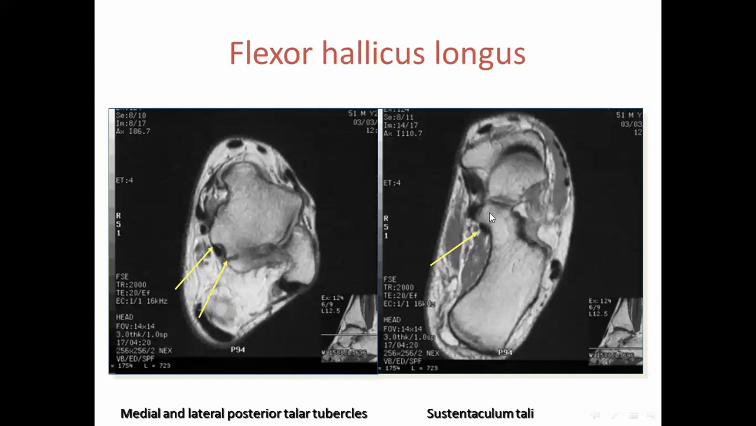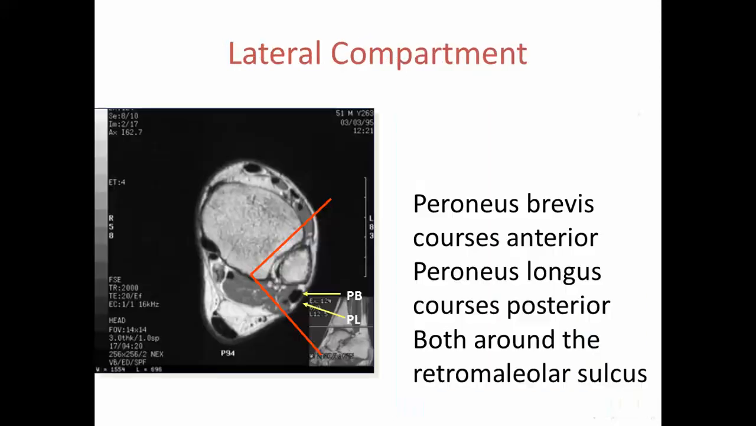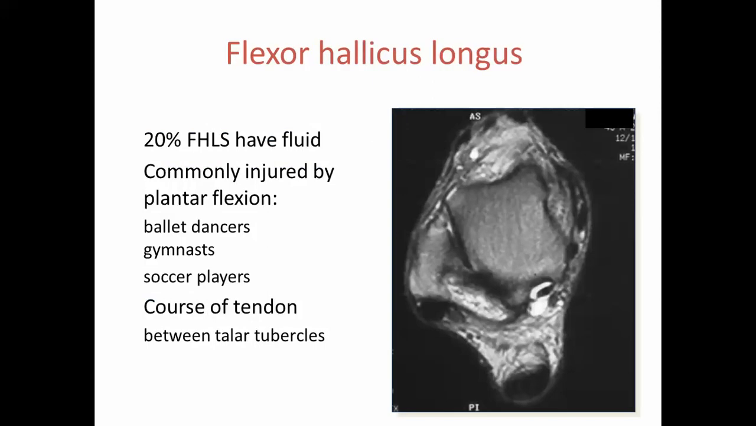Now we look at this. This is what we call the sustentaculum tali. What is posterior is the flexor hallucis longus, and it is lying between the middle and lateral posterior talar tubercles. Flexor hallucis longus shows fluid in 20% of normal subjects. The course of the tendon is between the talar tubercles. The flexor hallucis longus may get out of this; sometimes it is dislocated, displaced.